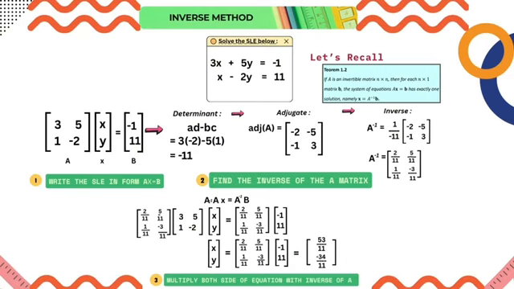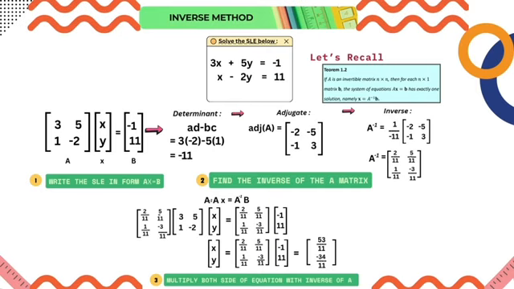Lastly, we must find the inverse of the matrix A. The formula is A inverse equals 1 over the determinant times the adjoint of A. We have found the determinant, so it is 1 over -11 times the adjoint A, which is [-2, -5; -1, 3].